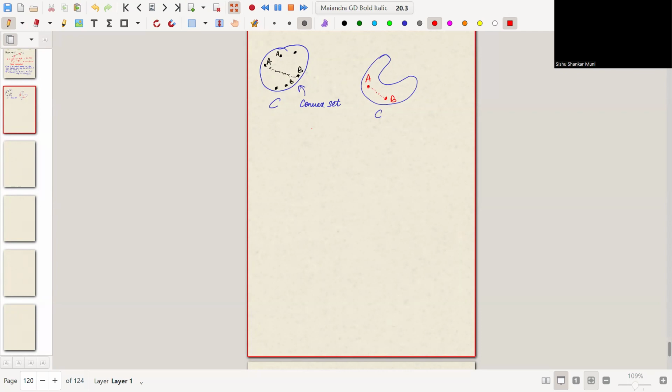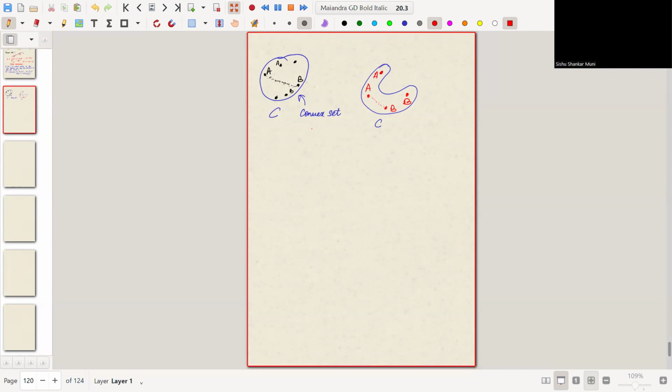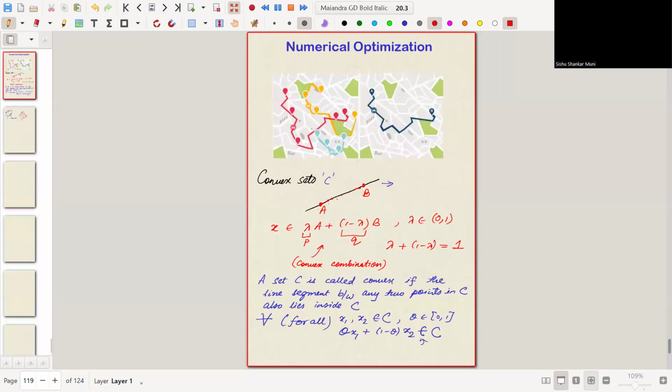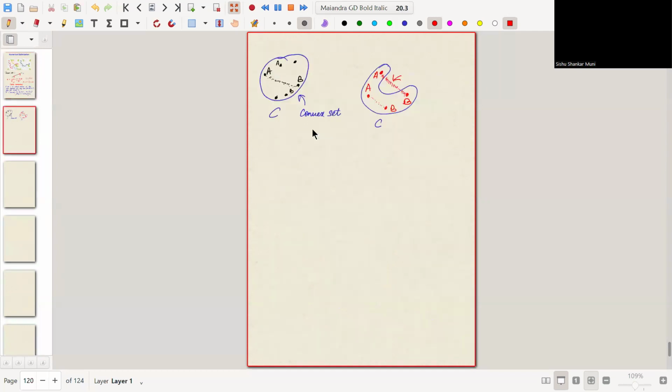For this other set, take this point A and this point B, and you take the convex combination of A and B. There are of course some points here lying inside the set C, but there are also points which are not lying inside set C, and these are those set of points. So this definition is violated: theta x1 plus 1 minus theta x2 belongs to C. You see that these points, even their combination, are not lying inside set C. Hence, it is not a convex set.